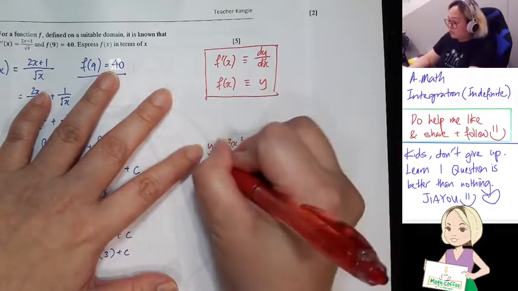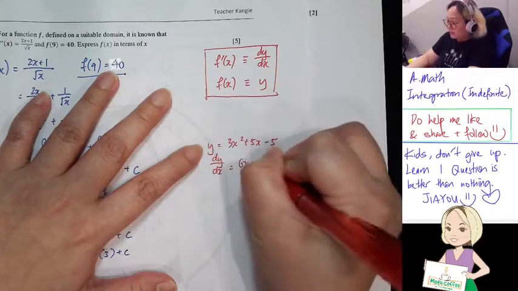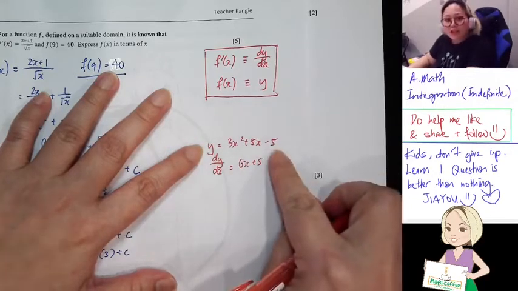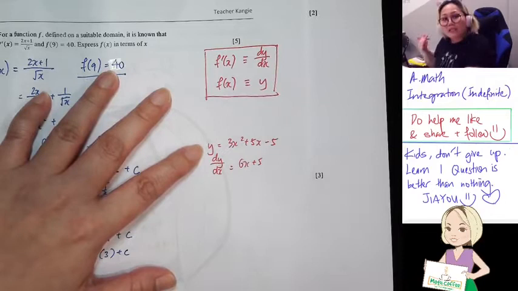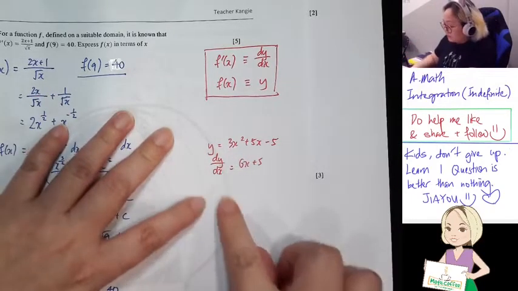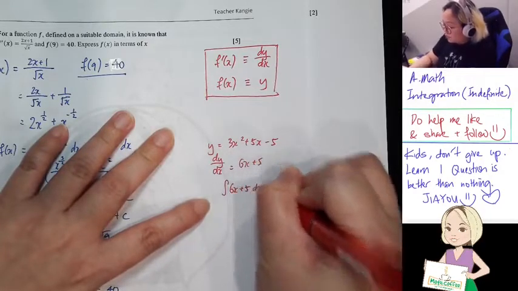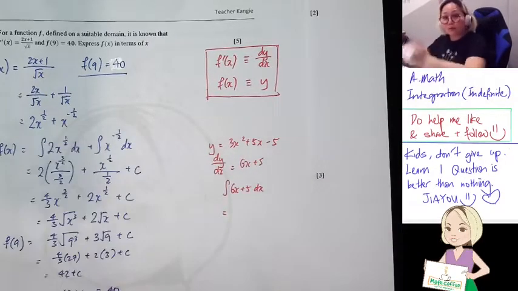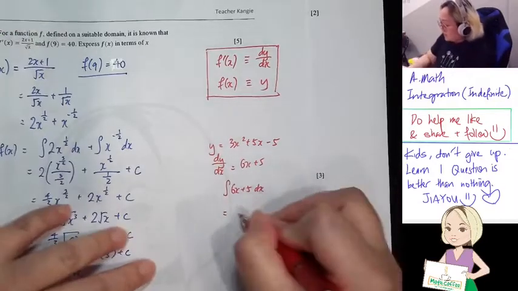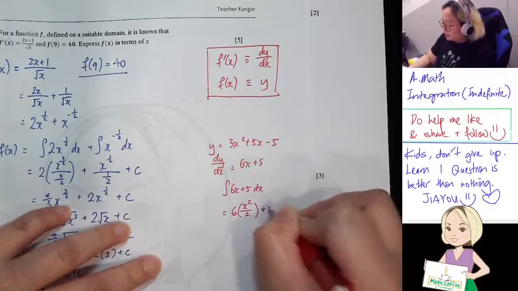So I'm going to differentiate this one, dy dx. I get 6x, I get 5. And when you differentiate a constant, you get 0, it disappears. Agree or not? So it means that if I'm going to integrate my 6x plus 5 with respect to x, okay, now I work backwards. I get 6, okay, then this one x squared over 2 plus 5x.